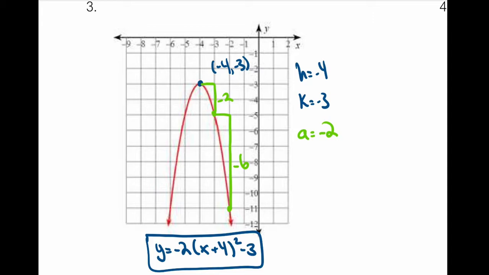We can double check with our second step. It should be negative 6 if we follow that 1a, 3a, 5a pattern, and in this case it is. So taking that a, h, and k value, we plug it into the general form, and we get y equals negative 2(x plus 4) squared minus 3.